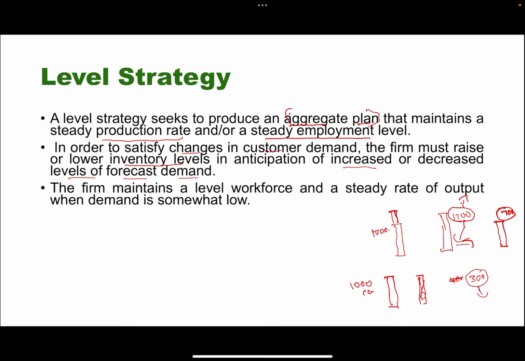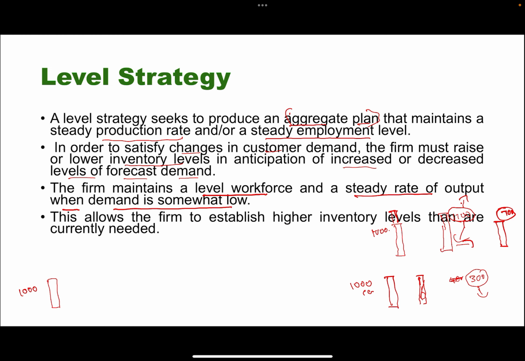Okay, so the firm maintains a level workforce and a steady rate of output when demand is somewhat low. Initially it will maintain a production of 1,000. This allows the firm to establish higher inventory levels than are currently needed. So if the demand was only maybe some 700, that means you are producing in excess, so you are storing that in inventory, which can be used if the demand suddenly rises to 1,200 at a later period.